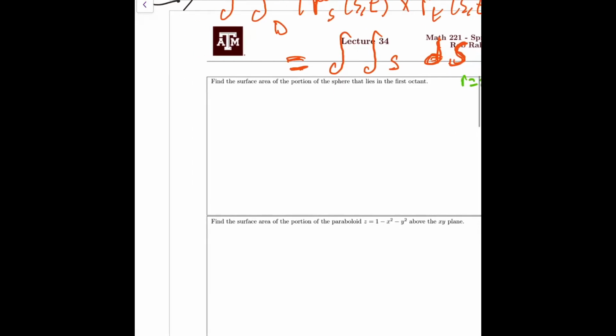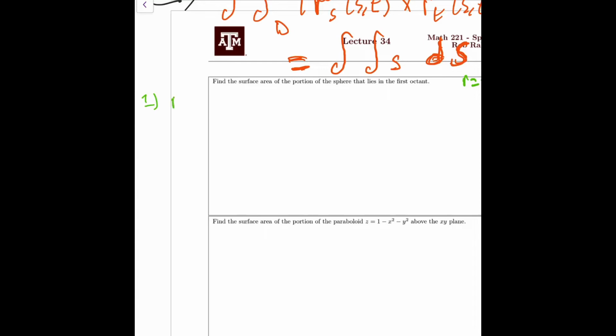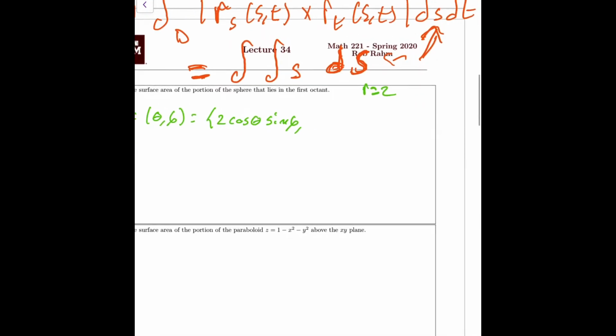The first thing, it might seem obvious, but it's important, is to find a parameterization. And two, which really is part of one, find what the parameter domain is. So a parameterization for the sphere of radius 2, we've already seen this: r of theta, phi is equal to 2 cosine theta sine phi. This is just spherical coordinates.